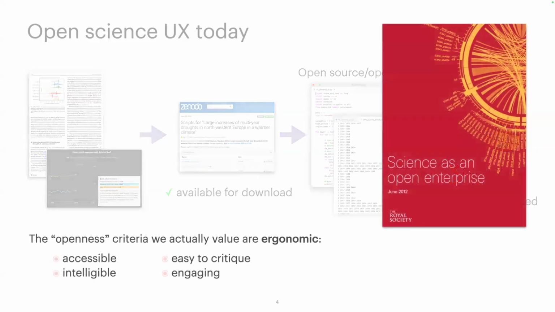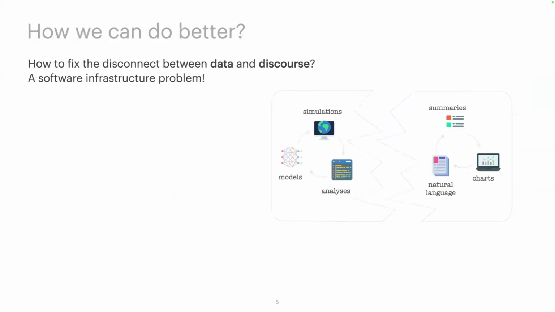This challenge for open science is emphasized quite nicely in this Royal Society white paper from 2012, which makes it clear that what we actually want from open science are ergonomic qualities. We want scientific claims to be easy to trust or critique and easy to engage and make sense of. Anyone who's worked in reproducibility or peer review will know that these are as much challenges for experts as they are for non-experts. Okay, so how can we think about addressing this disconnect between the data and the discourse?